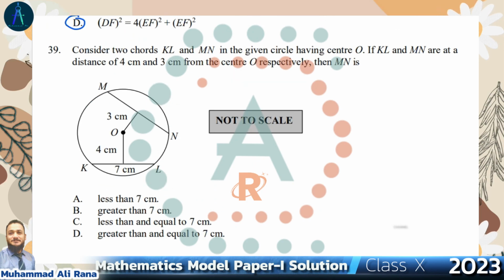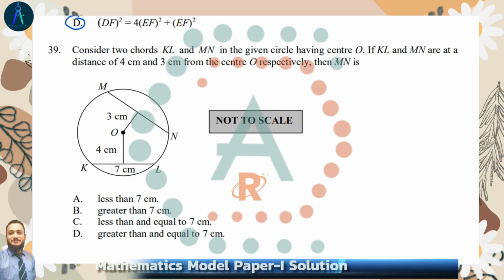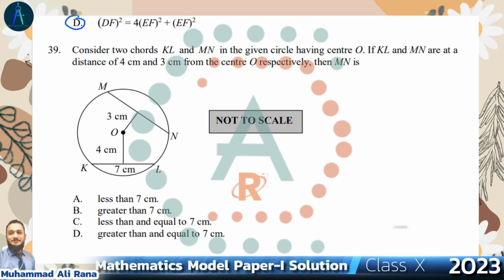We have got 2 chords KL and MN in the given circle, and they are at distances of 4 and 3 from the center. As we can see, the distances of these chords from the center are not the same. This means these 2 chords are not equal.